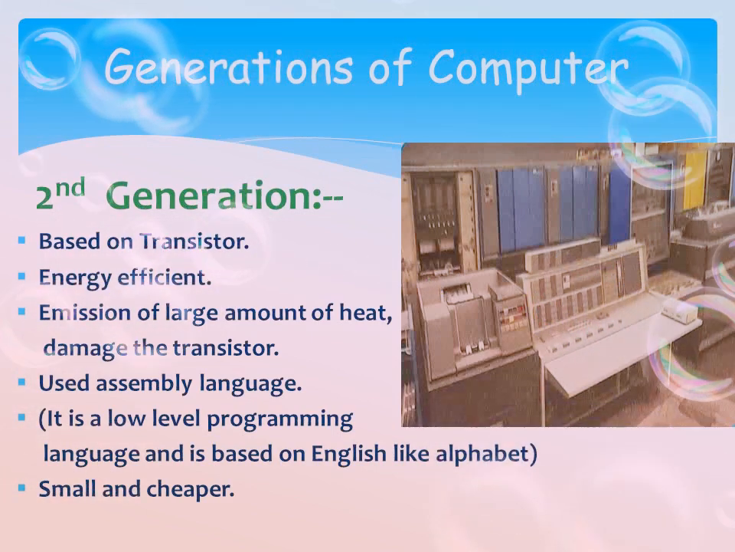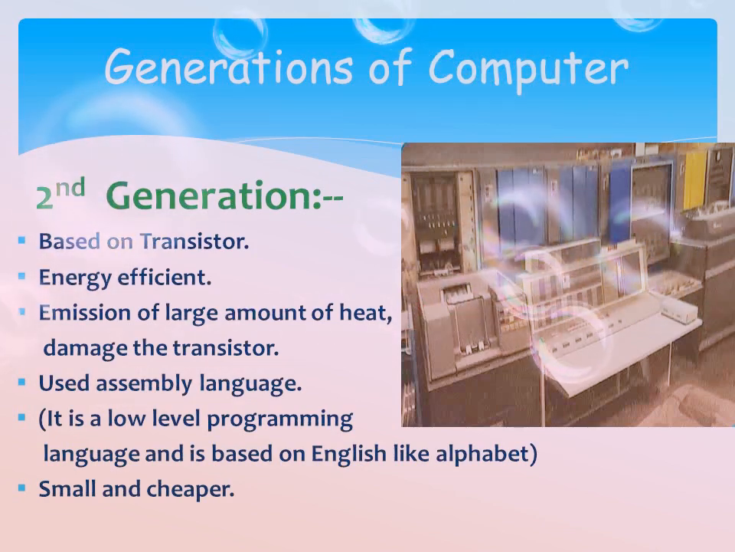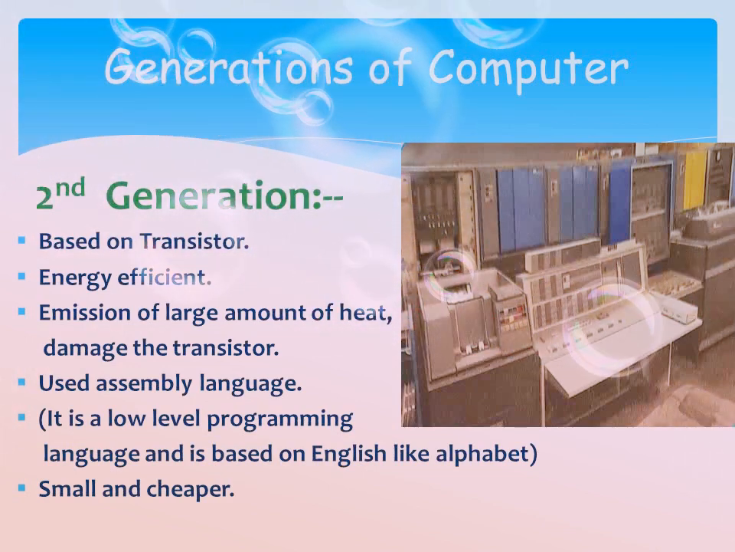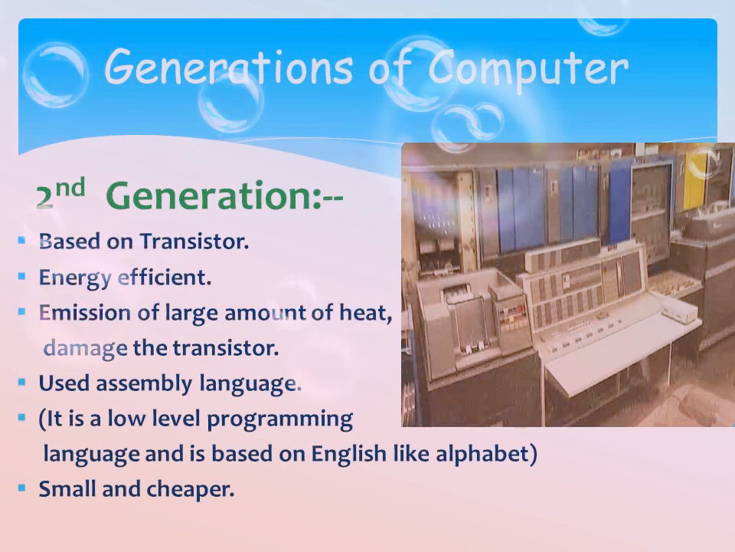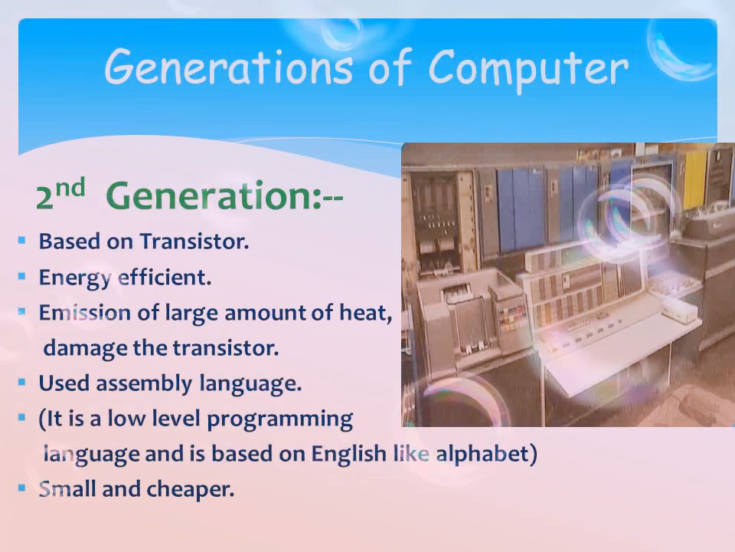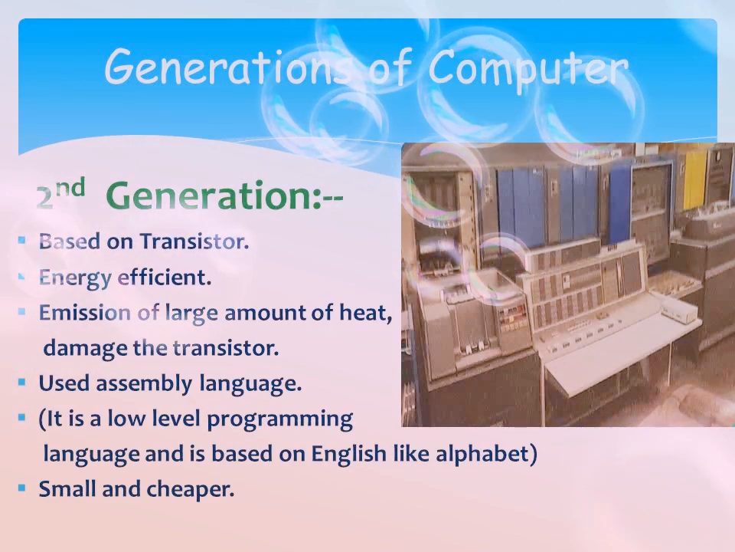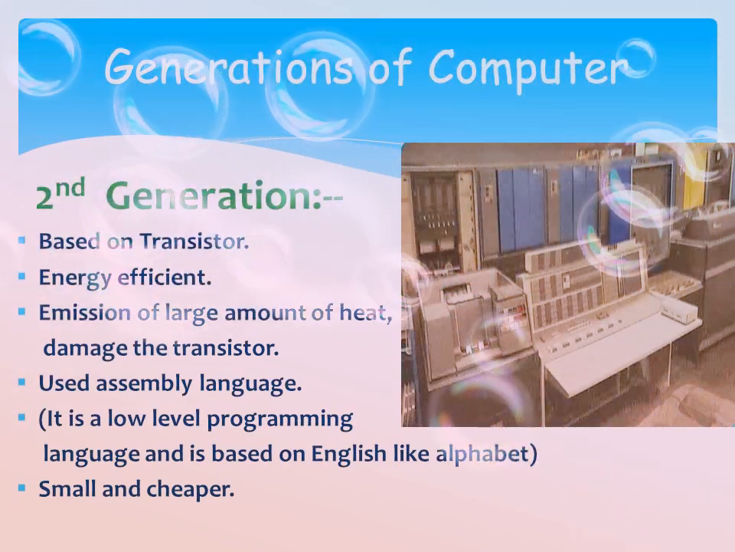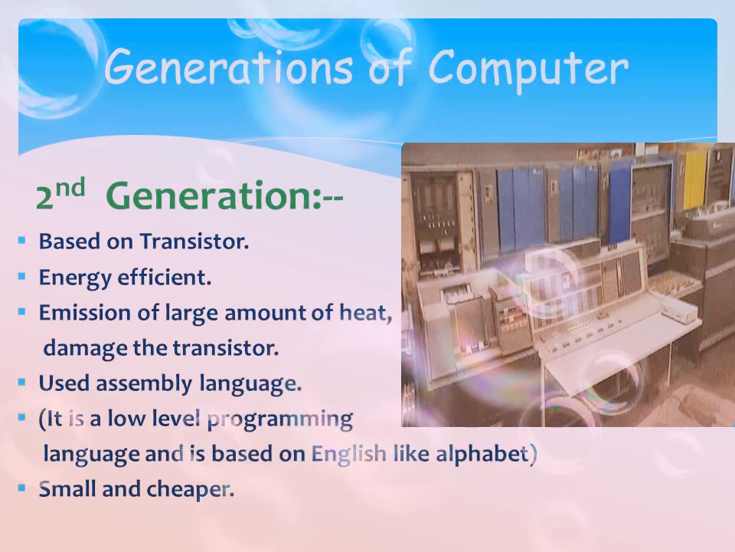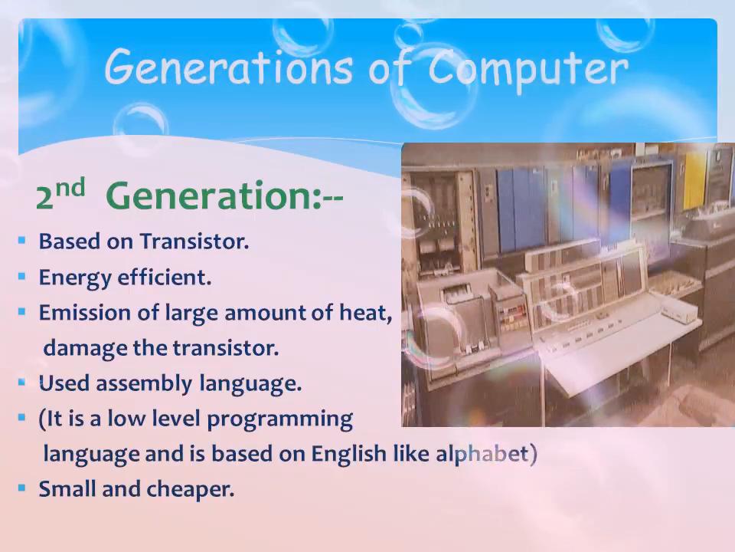The computers belonging to this generation used punched cards for input, and they used assembly languages. Assembly language is a low-level programming language, and it is based on English alphabets. The instructions are written in the form of codes. Assembly language is machine dependent. It has a translator, and this translator translates the assembly language to the machine language. So this is the second generation computer.